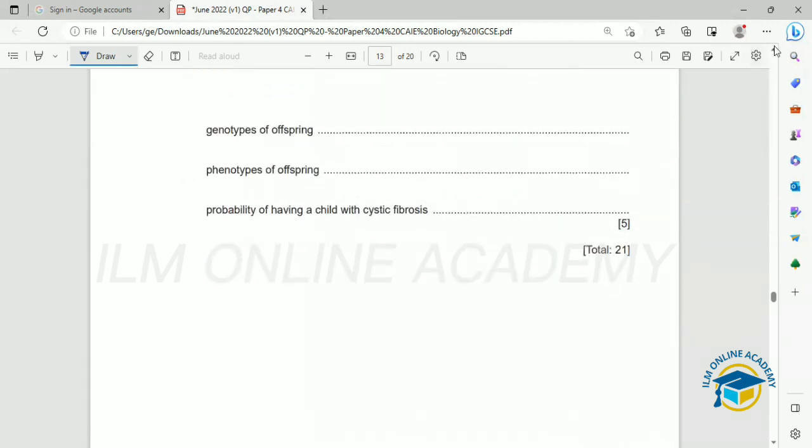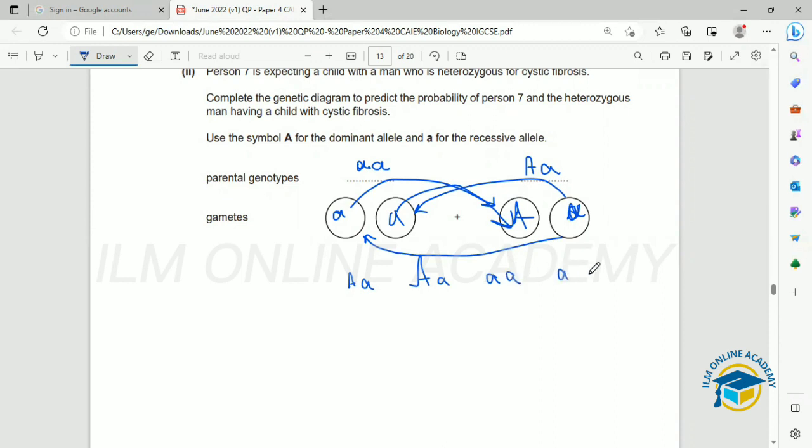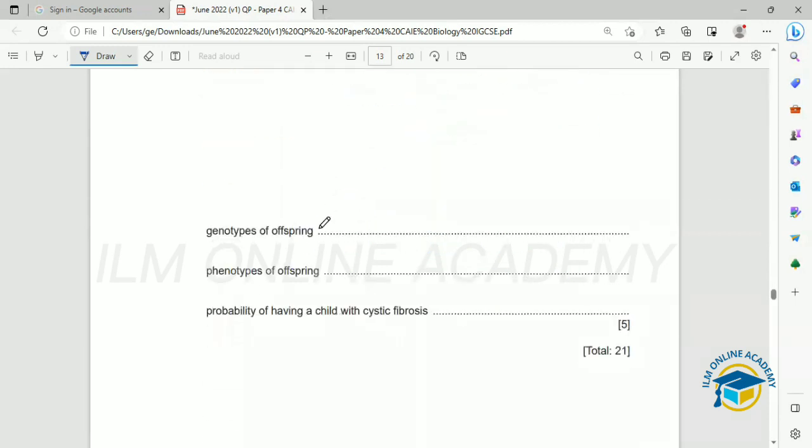We are going to do the cross. Okay, so we'll have a heterozygous, and then we'll have heterozygous, right? And then homozygous. And so these are going to be the progeny. So the genotypes of the offspring are shown here. Okay, so two of the offspring will have cystic fibrosis.